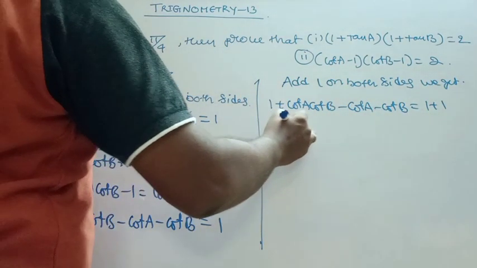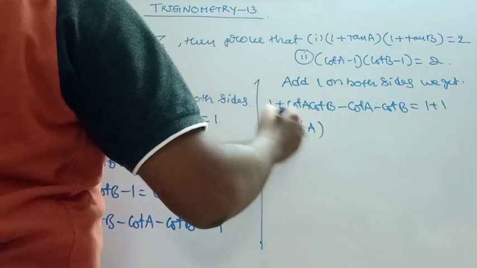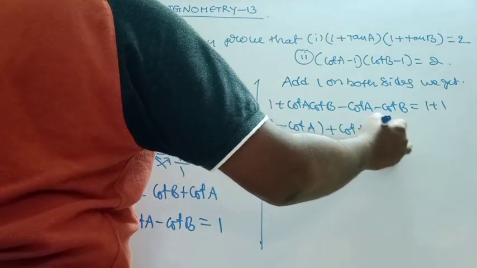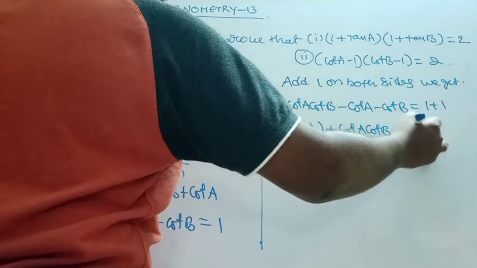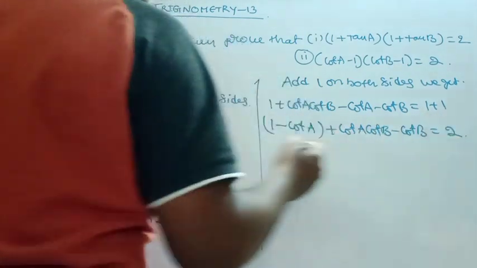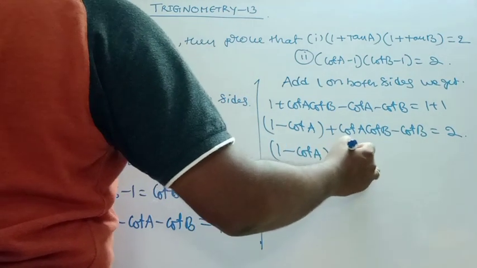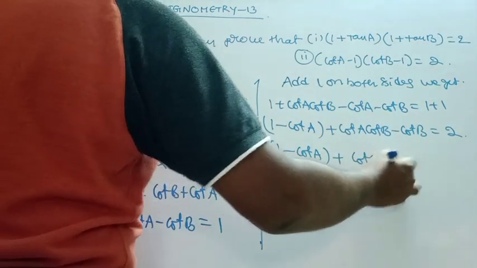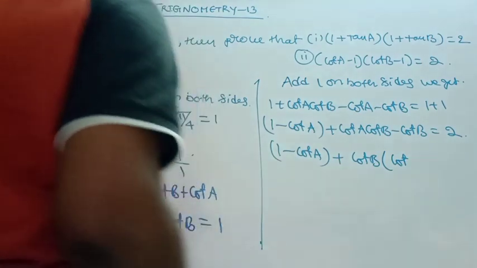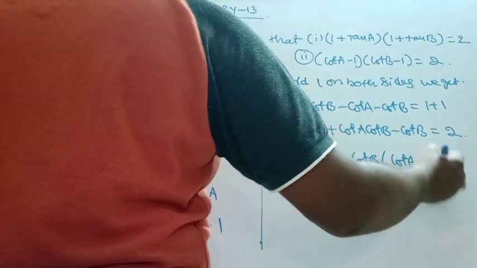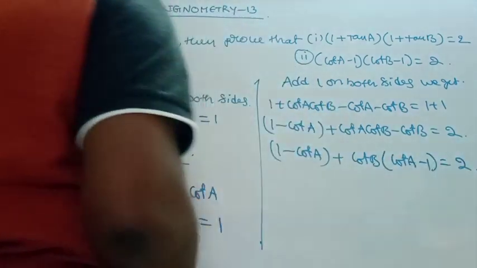Now what we do is we take 1 minus cot A as one thing, and the remaining thing is cot A cot B minus cot B is equal to 2, like this. Now this is 1 minus cot A plus cot B if you take common. This is now what you are getting here, right? Cot A minus 1, like this.